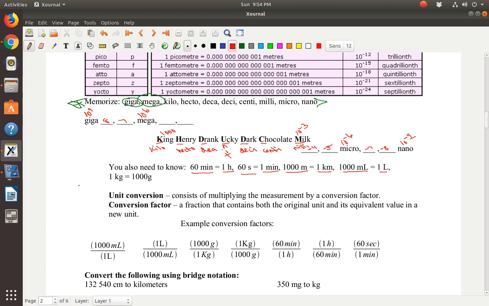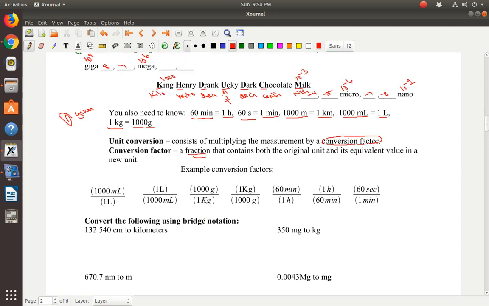1 kilogram is 1,000 grams. You must remember that a gram is about the mass of a paper clip. A kilogram is about the mass of half a pound. So you've got to get these things straight. Memorize these, okay? Now, unit conversion consists of multiplying the measurement by a conversion factor. And a conversion factor is a fraction that contains the original unit and its equivalent value in a new unit.